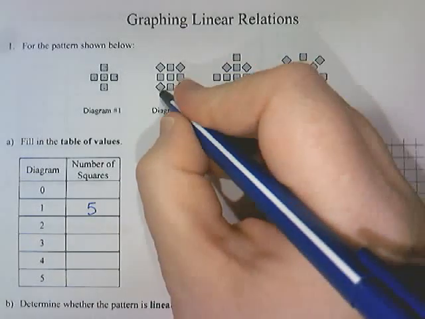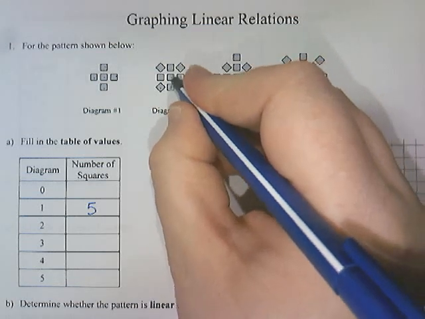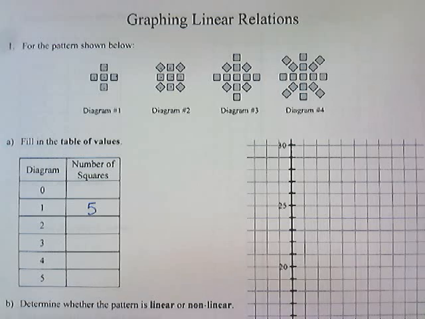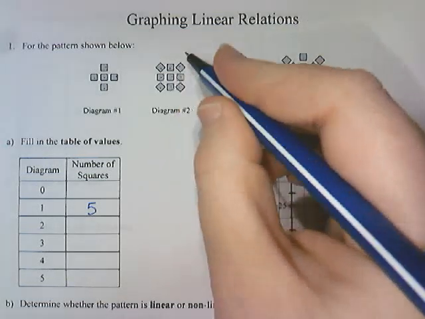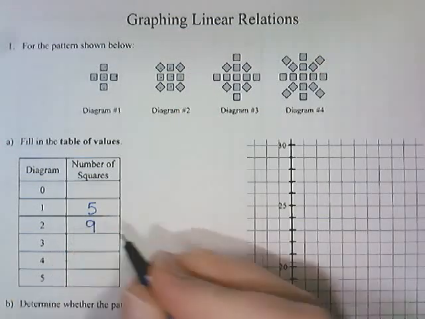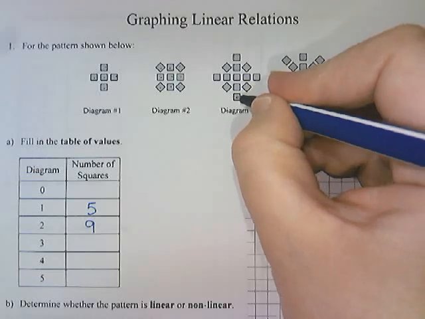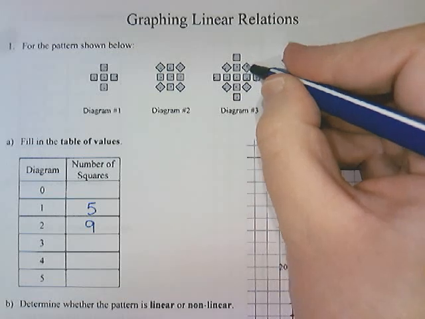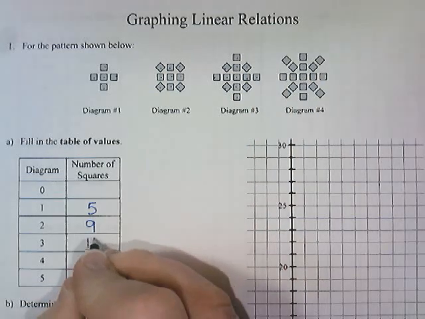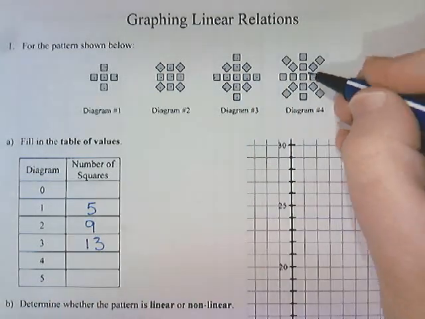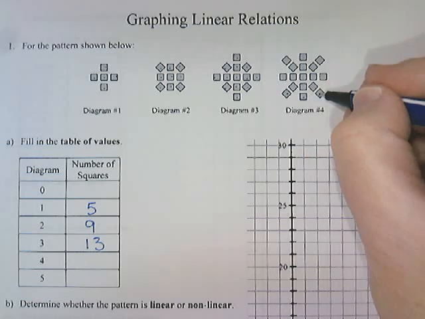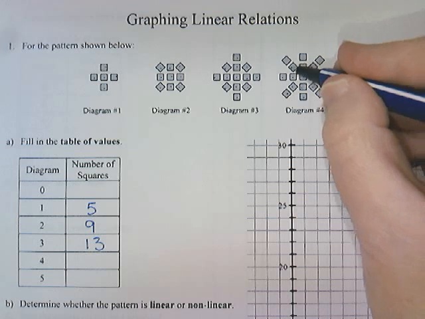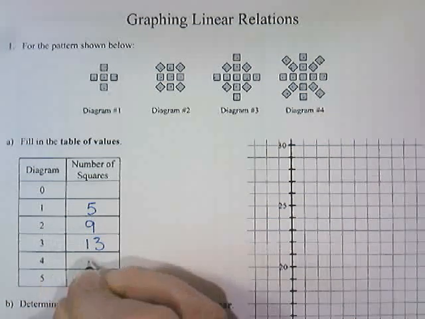All right, diagram number 2 has 1, 2, 3, 4, 5, 6, 7, 8, 9. I know some of these look like diamonds. They're just squares that are turned sideways. So there are 9 in diagram 2. Diagram 3 has 13 squares. Diagram 4 has 17 squares.